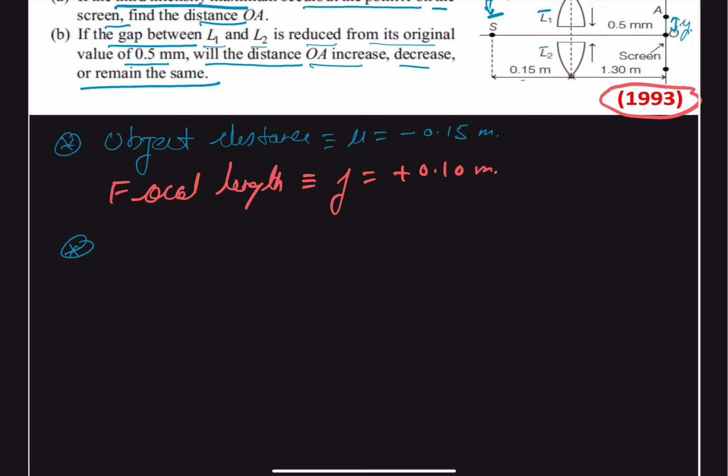So we can say 1 upon V is equal to 1 upon F plus 1 upon U, and we substitute the values: 1 upon V is equal to 1 upon 0.10 minus 1 upon 0.15. This gives us that V is equal to 0.30 meters. It means it is going to form an image at a distance of 0.30 meters.